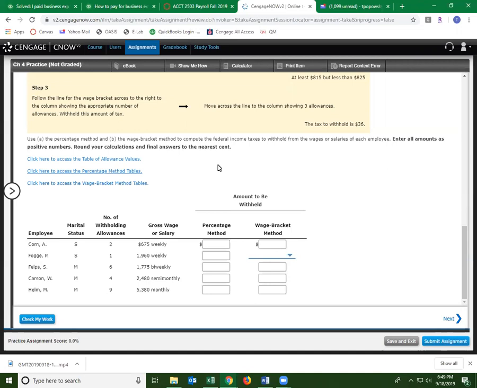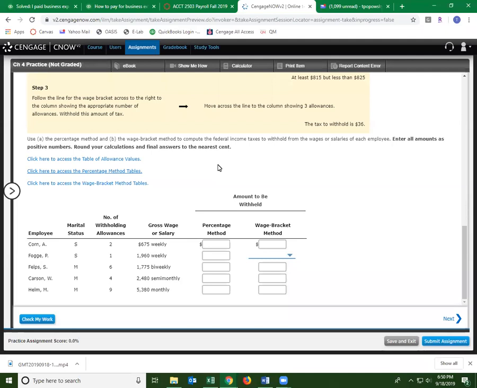The wage bracket method is the easier method because you're actually just taking their salary, looking it up on a table to return the value or the amount that is being withheld. However, it does have income limits, which we will see in this first problem. So we can't always use the wage bracket method. And we'll see that below.